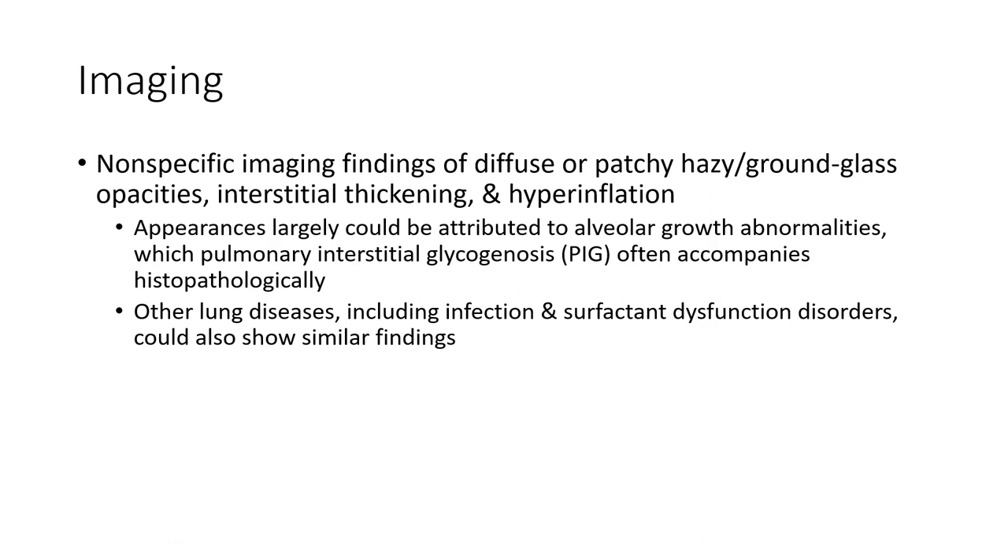Non-specific imaging findings of diffuse hazy ground glass opacity, interstitial thickening, and hyperinflation. This appearance could be largely attributed to an alveolar growth abnormality, which pulmonary interstitial glycogenosis often accompanies histopathologically. Other lung diseases, including infection and surfactant dysfunction disorder, could also show similar findings.